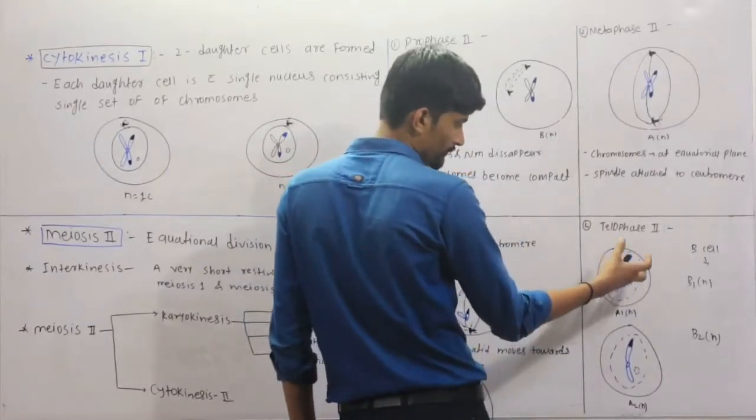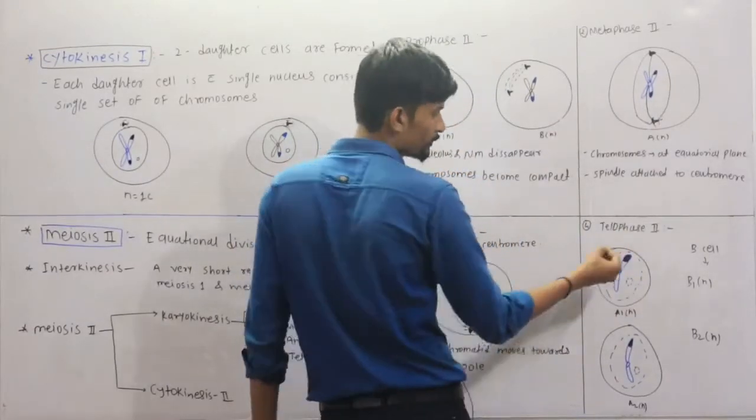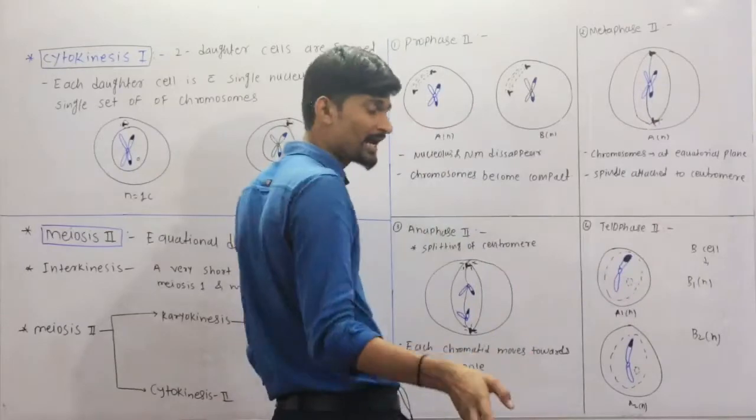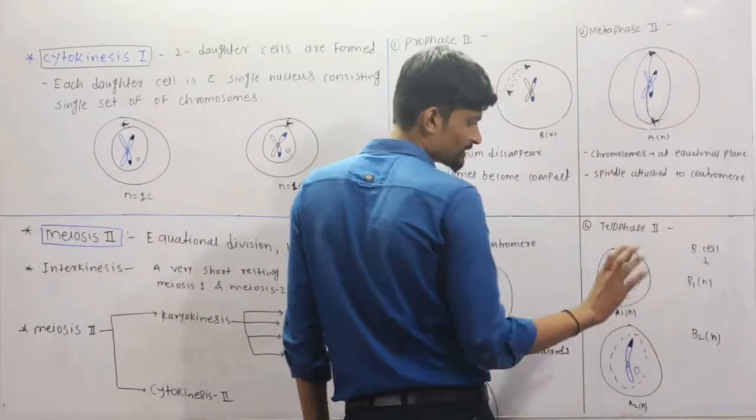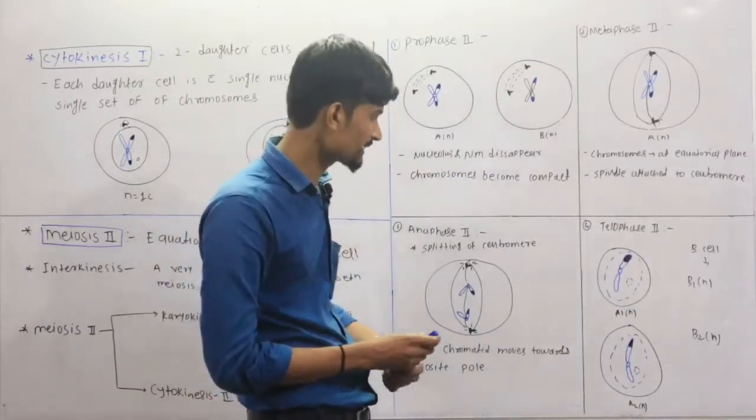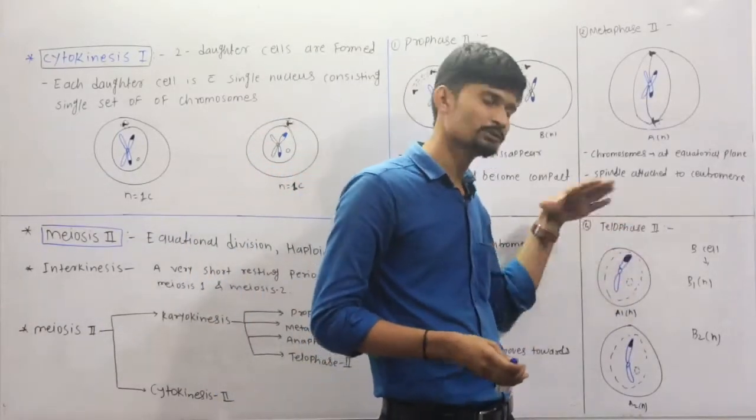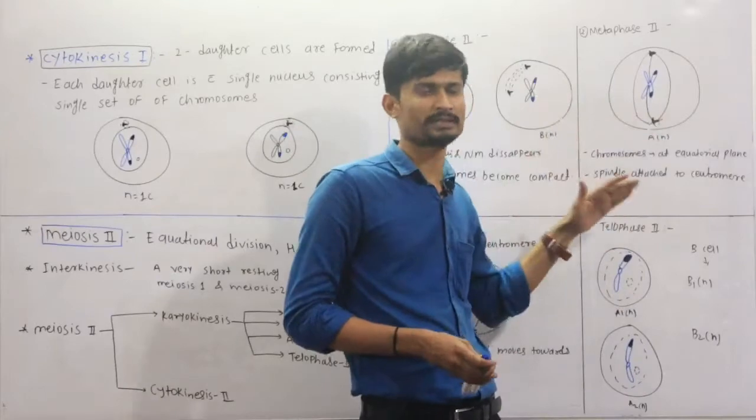The nuclear membrane completely appears, the nucleolus completely appears, and the cytoplasm is divided, and two separate cells will be formed in the cytokinesis second. So I am showing completely that is telophase second as well as the cytokinesis second.